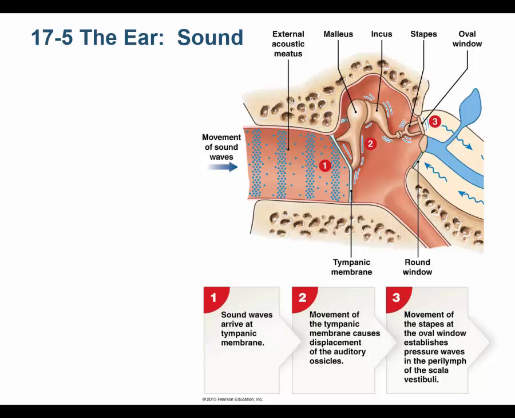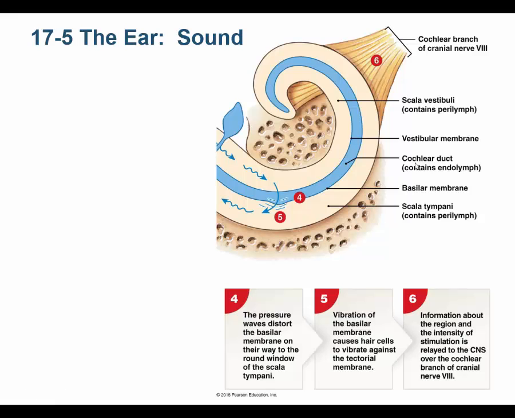All right. And this just shows you the sound wave coming into the ear. The sound wave hits the tympanic membrane and vibrates it, vibrating the malleus, the incus, the stapes, the oval window, and the perilymph. All right, now I'm in the perilymph of the scala vestibuli. Let's go to the next page. So I'm vibrating the perilymph right here.